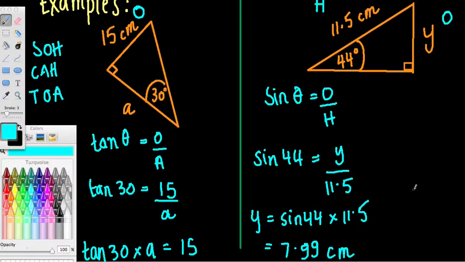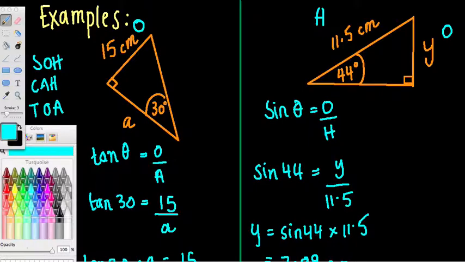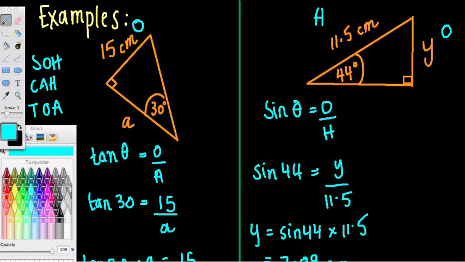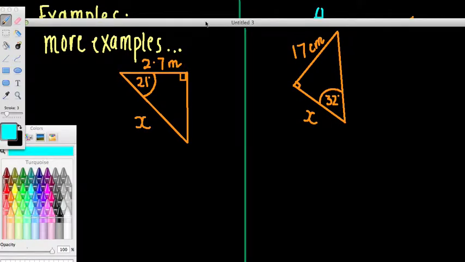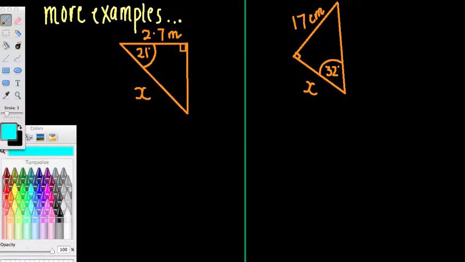I'll do a couple more. Here we go, just a couple more examples. First step, always, we label. This x looks like the hypotenuse, and next to the reference angle and the right angle, we've got the adjacent side.